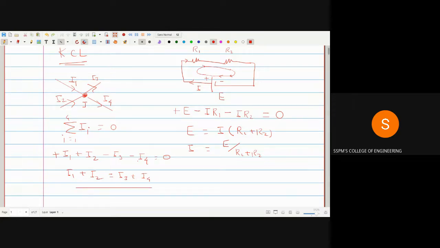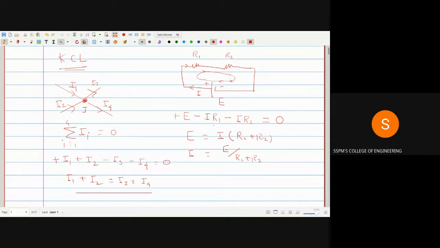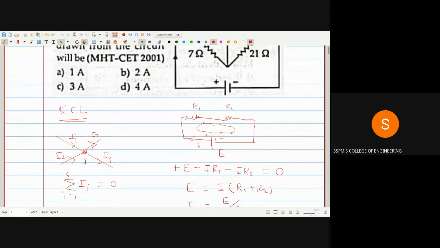Isn't it? These two concepts are very important for solving various examples which would be asked in the MSCT exam. Isn't it? So let me try to solve some examples which were asked in the exam.